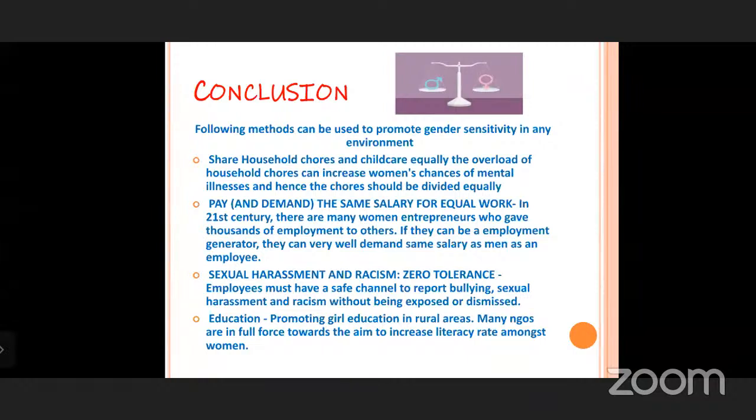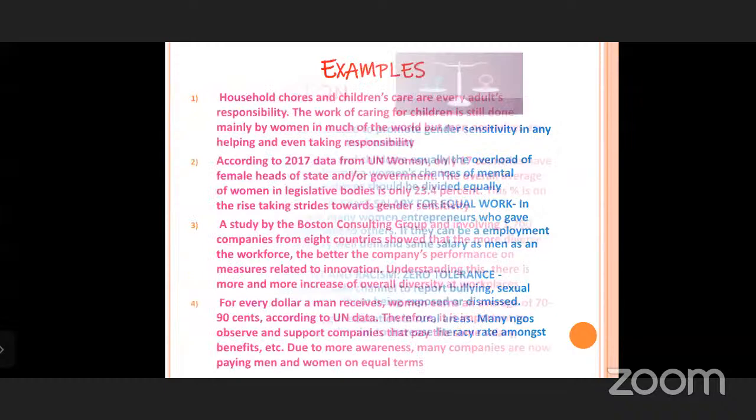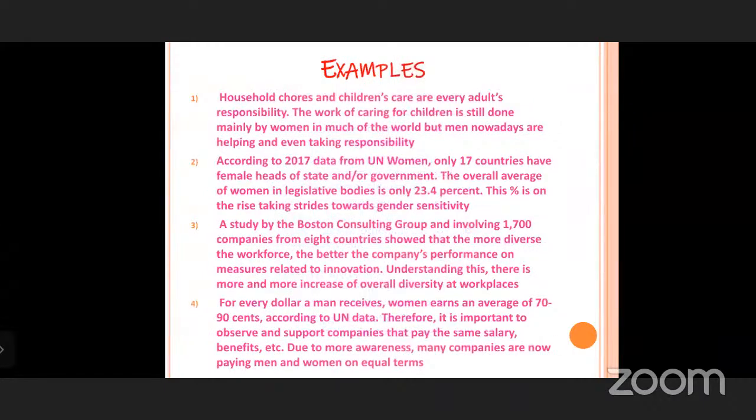This slide shows the methods that can be used to promote gender sensitivity in the environment. Now here, this slide shows some examples. The first example highlights how men are nowadays helping and taking responsibility for household chores and children.